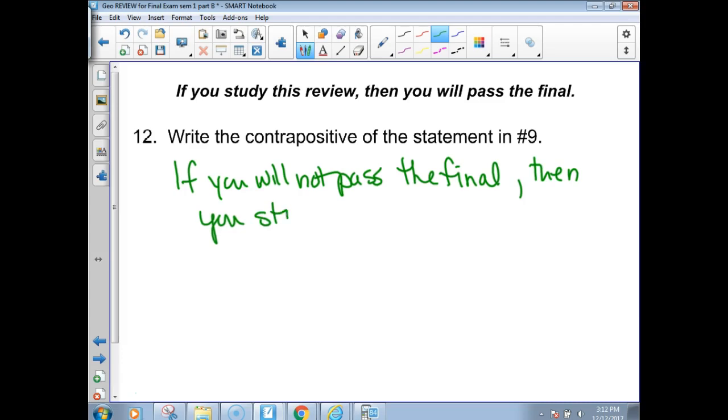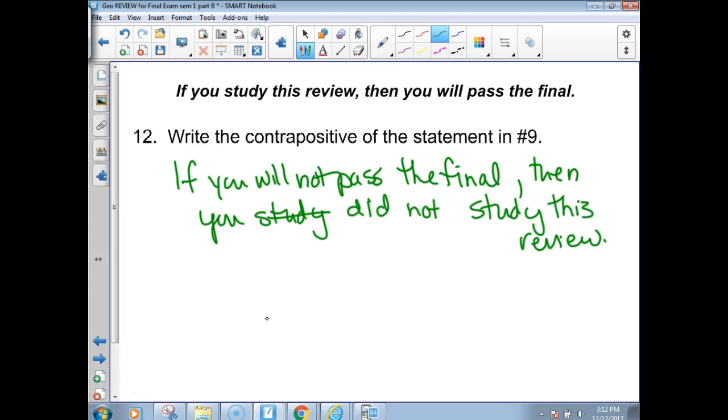Well, I have some students, and you're not one of them, that like to just totally wipe out words and think it means the same thing, and it doesn't sometimes. Like they don't want to write so much, so they leave out the word final, or say if you will not pass, then you didn't study, or something like that. I forgot what I was writing. If you will not pass the final, then you did not study this review. Okay.